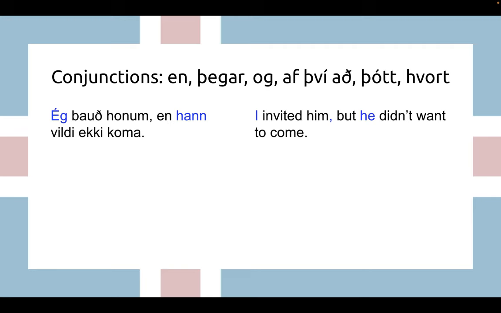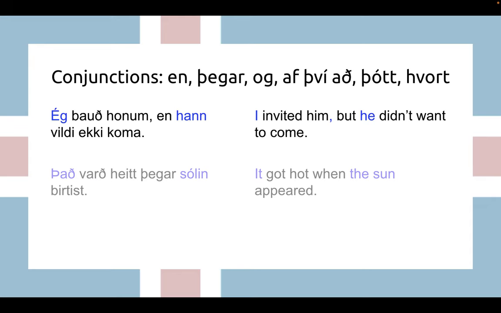So here we have the nominative form ég, I invited him, and then we have a second idea, which is he didn't want to come. So we're going to need the nominative again for hann. Það varð heitt þegar sólin birtist. So here we're using the conjunction þegar, which means when. It got hot when the sun appeared.